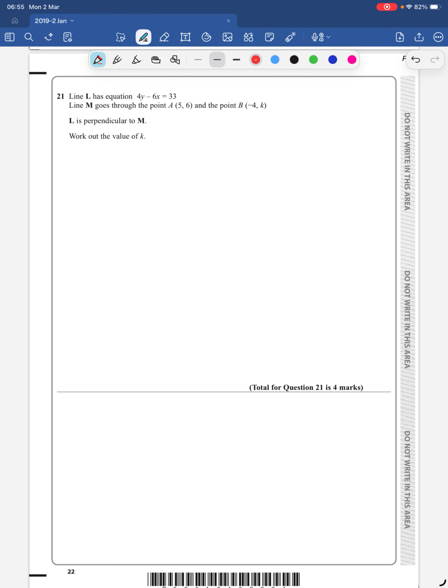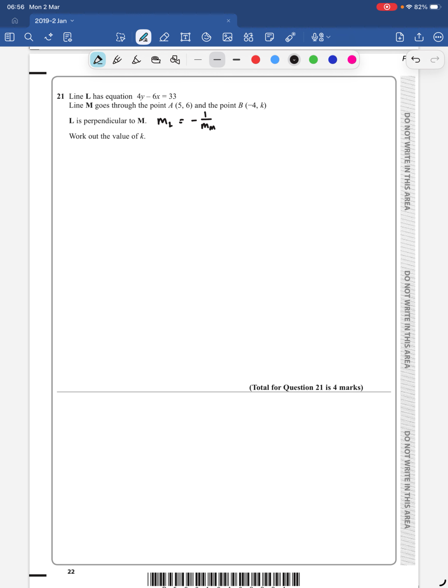I can use my knowledge here that, and this is super important, you've got to know this, it's not on the syllabus: the gradient of L is equal to minus 1 over the gradient of M, M being the m in y equals mx plus c. The gradients have this relationship.